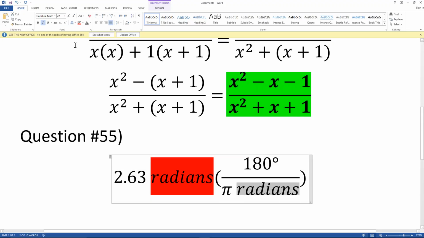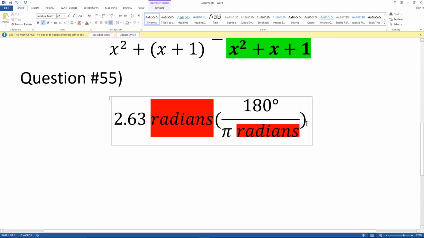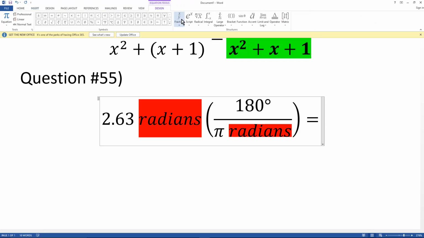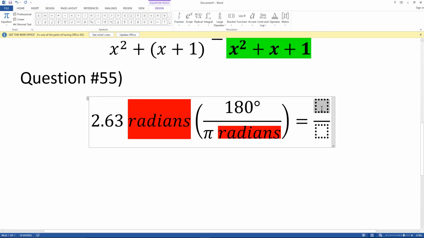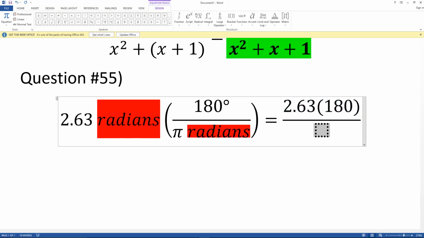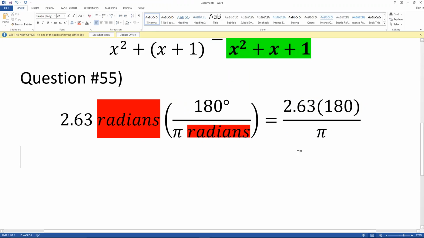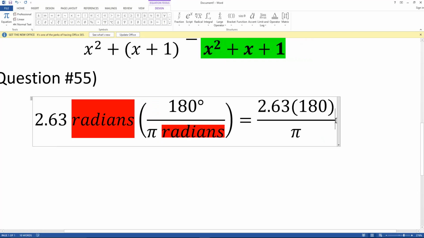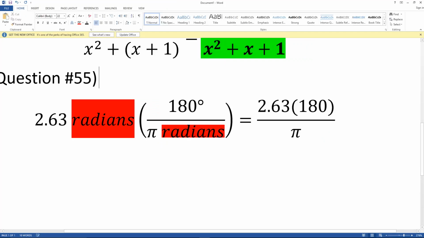Oh, yeah. So on the top, you're left with 2.63 times 180 over pi. That's right. Now realize that you're dealing with pi, so that means your calculator has to be in radian mode. Right, radian.